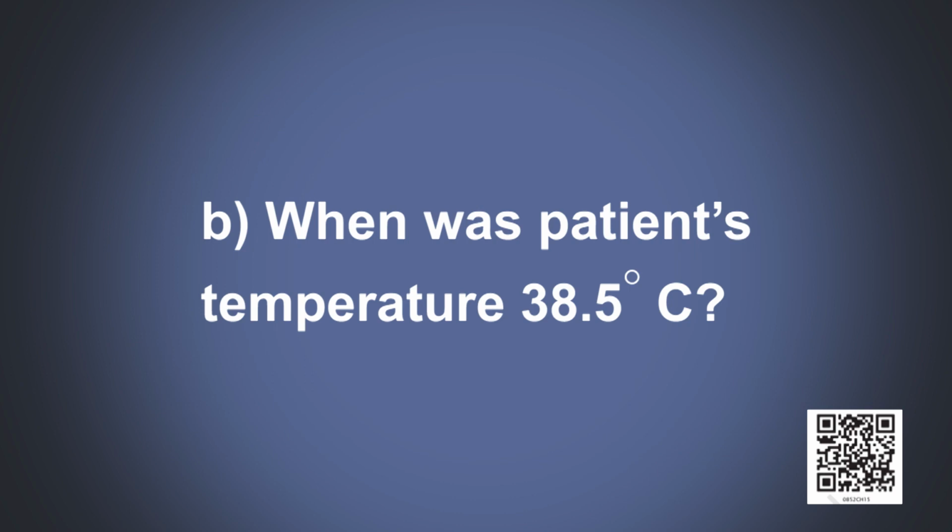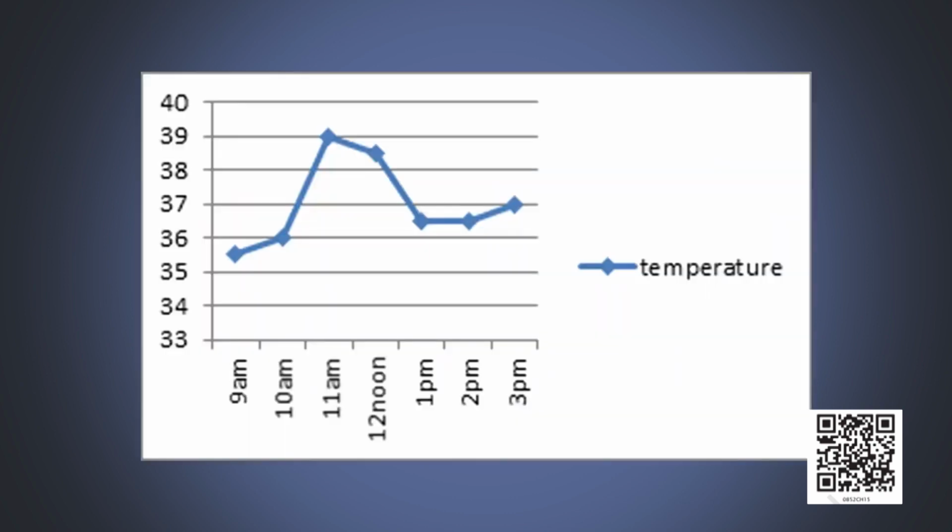The next question is, when was the patient's temperature 38.5 degrees Celsius? Now, look at the graph and draw a horizontal line at 38.5. It meets at this point. Then draw a perpendicular line through this point to the x-axis. Where will it meet the x-axis? At 12, right? So, at 12 noon, the patient's temperature is 38.5 degrees Celsius. From this example, you could make observations from the given graph.